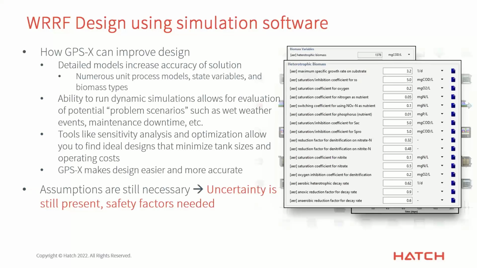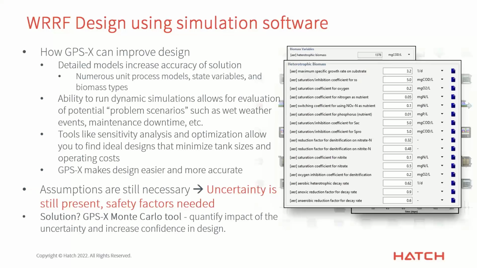But as we said before, biomass is diverse, and a constant value can't really account for the range of possibilities and the range of rates or half saturation coefficients that the individual members of the biomass population can have. And that's why it's really nice to have a tool that we can use to quantify this uncertainty. That is where the GPSX Monte Carlo tool comes in. We can use it to quantify the impact of some of the uncertain things that we know might vary a bit, or we just don't have that much information about when we're designing, and then increase our confidence in our final design.